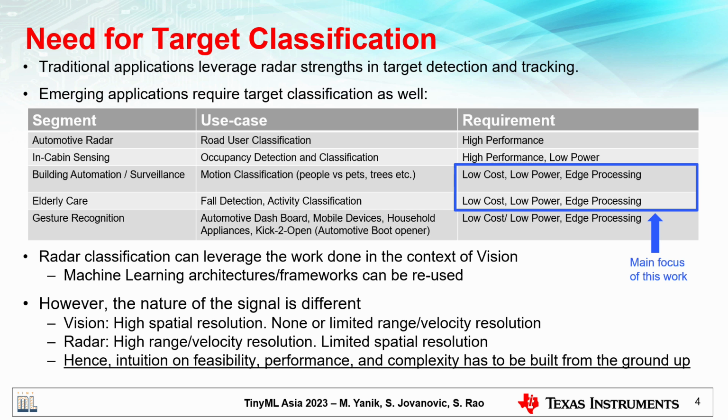A lot of nice research is ongoing, especially in the computer vision domain, and we definitely reuse these frameworks and architectures from computer vision. But there are some fundamental differences at the sensing level. Cameras and radars have different sensing modalities, so this needs to be taken care of, especially when you want to reuse computer vision based machine learning algorithms. So what is this difference?